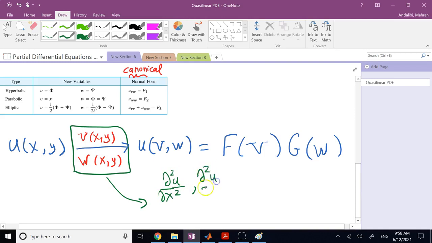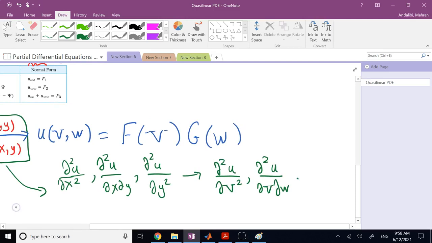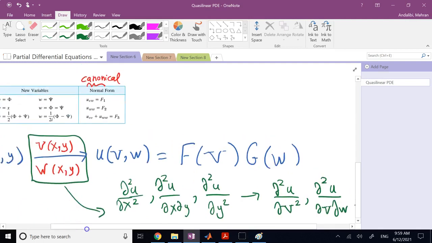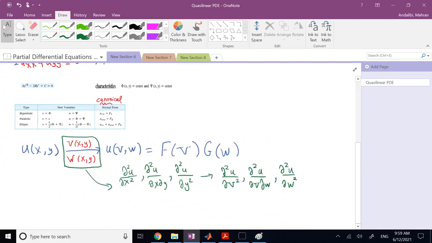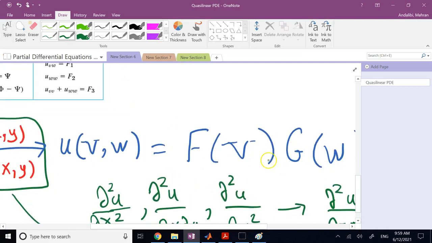Or this, or this. I can convert these guys into partial derivatives with respect to V, mixed derivative with V and W, and second derivative with respect to W. So I'm going to transform my derivatives from xy space to vw space. And so my PDE will be written in terms of V and W, which is going to be way simpler. We call it canonical form. And in this canonical form, I can do separation of variables.